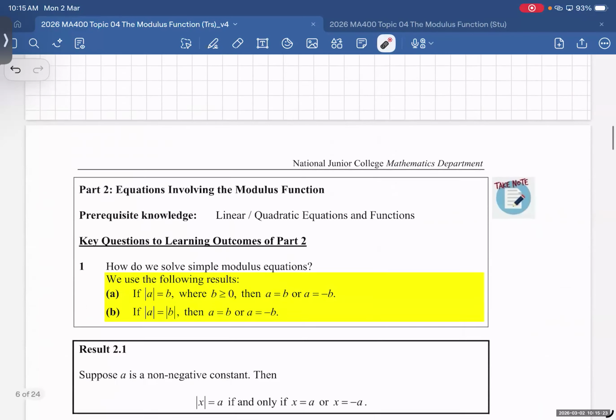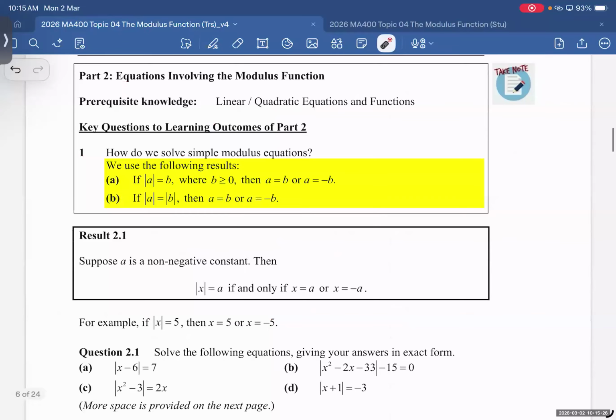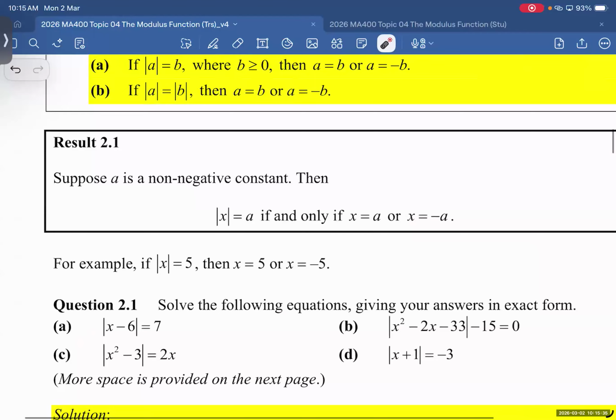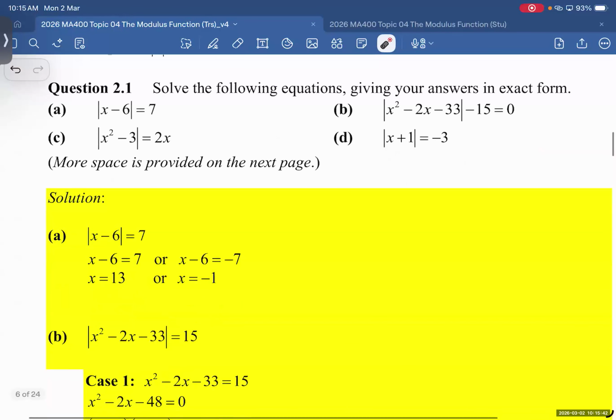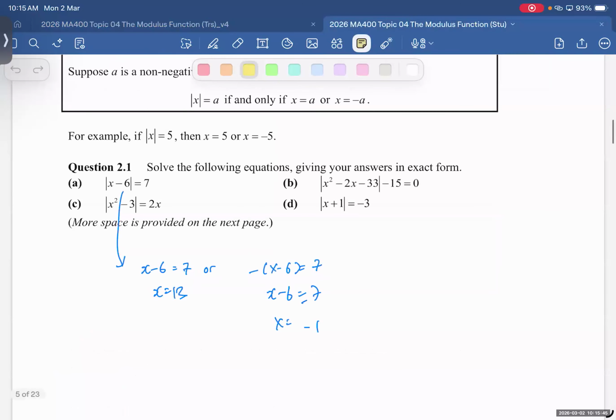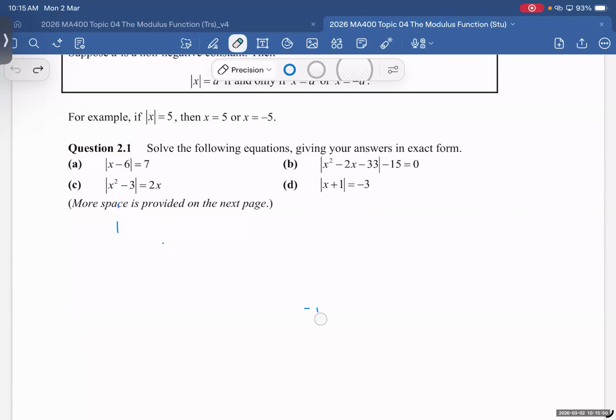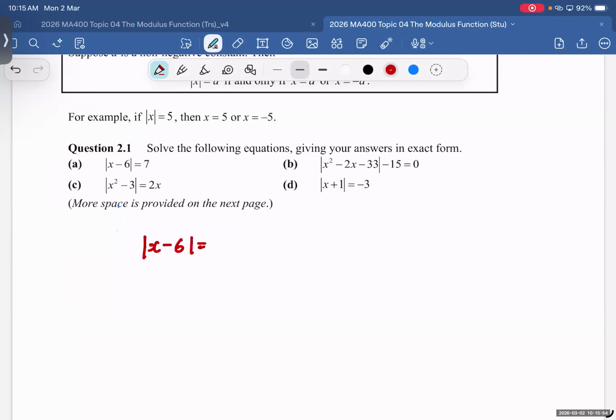Now with this idea, if I solve the equation modulus of x equals 5, then x equals 5 and negative 5. That is either itself, 5, or the negative of it, negative 5. Now you look at the question. Let me just solve the first one for you. If I look at modulus of x minus 6 equals 7, I show you two types of question. What could it be?